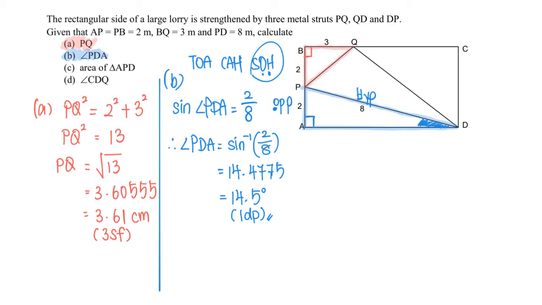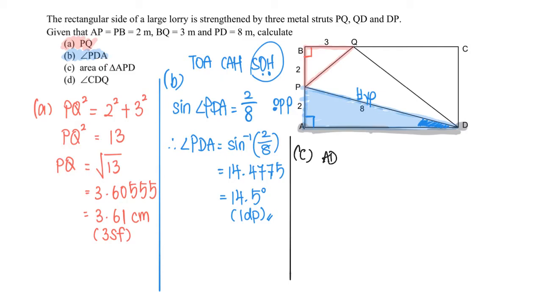Area of APD, this triangle. Black color. Still the blue color triangle, but they want to find this whole area. How? I can make use of half times base times height, but I will need to find my base AD, given two sides. Yep, I'm going to make use of Pythagoras theorem again.